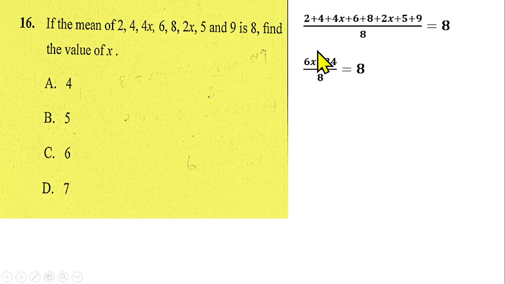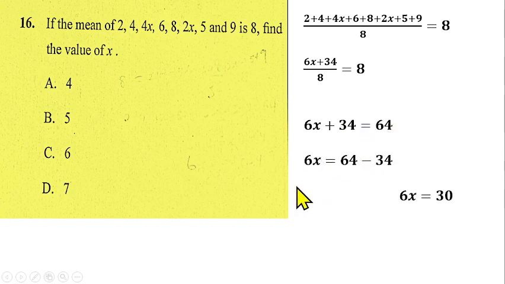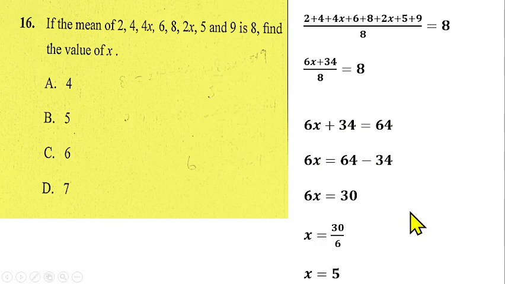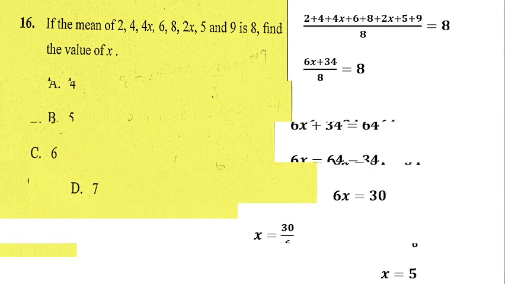So from there you can simplify by collecting like terms. 4x plus 2x gives us 6x, then add the whole numbers, that gives us plus 34, over 8 equals 8. Cross multiply: 6x plus 34 equals 64. Collect like terms: 6x equals 64 minus 34. 6x equals 30, x will be equal to 5. So which is option B.